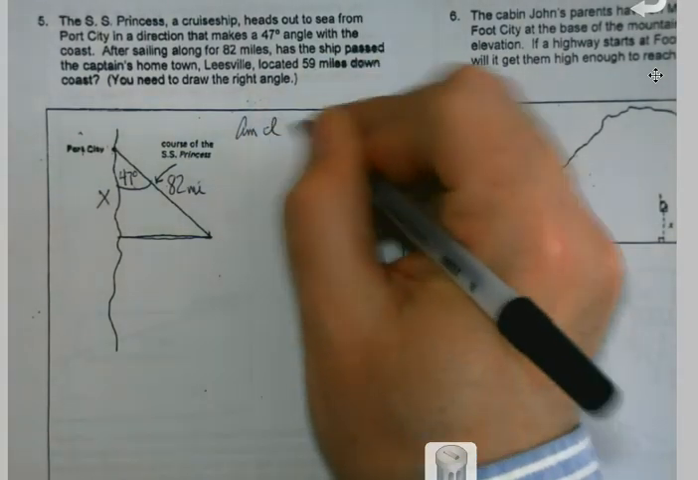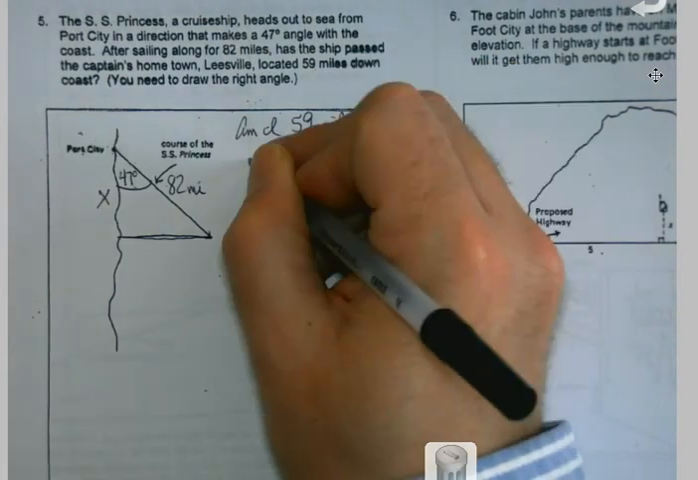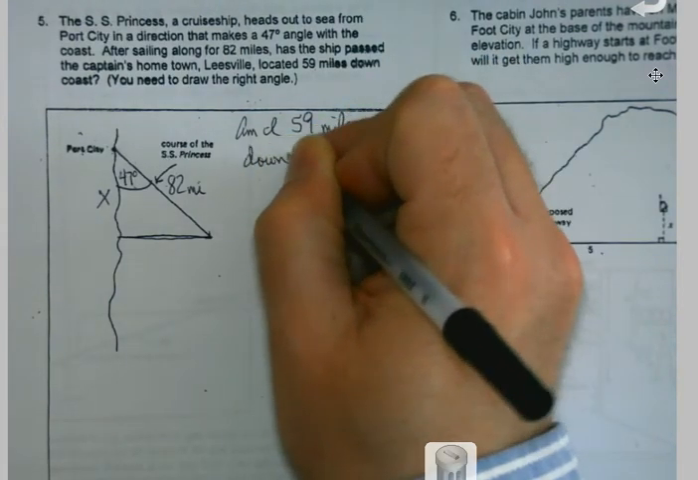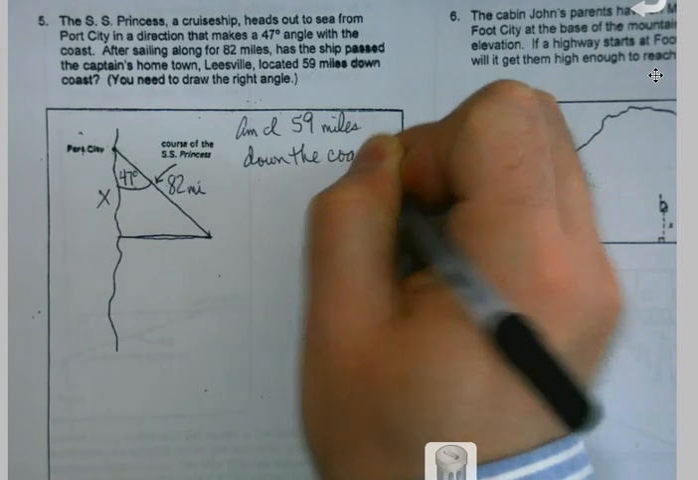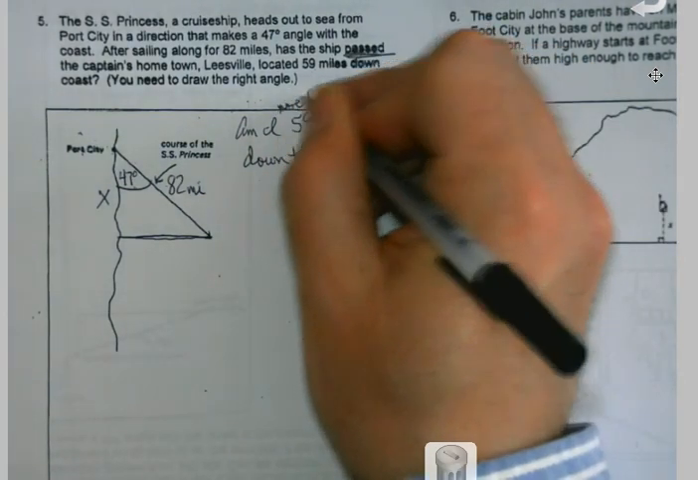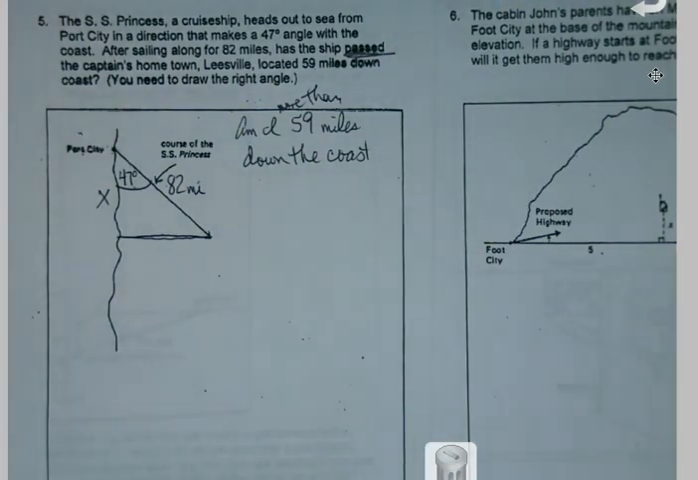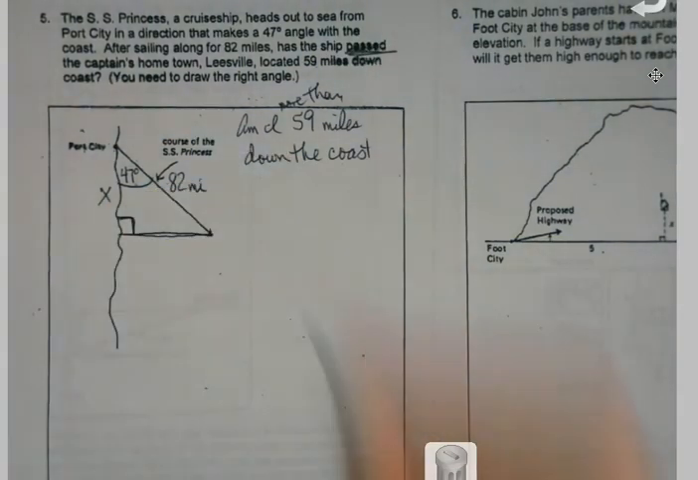Am I 59 miles down the coast? Has it passed it? So I guess I should say, am I more than 59 miles down the coast? So, I'm not going to use the 59 when I'm initially doing this. My right angle would be with the coast, in case you're wondering where that might be.